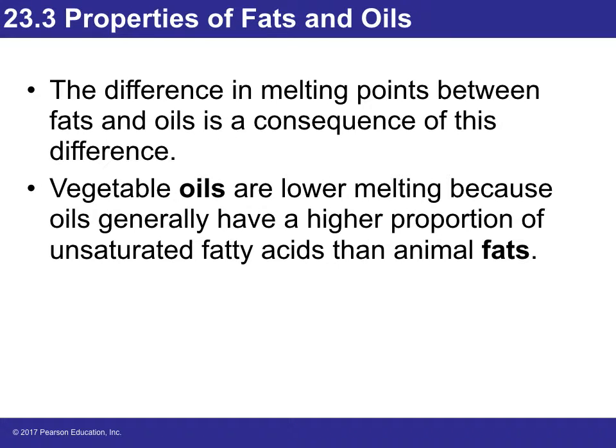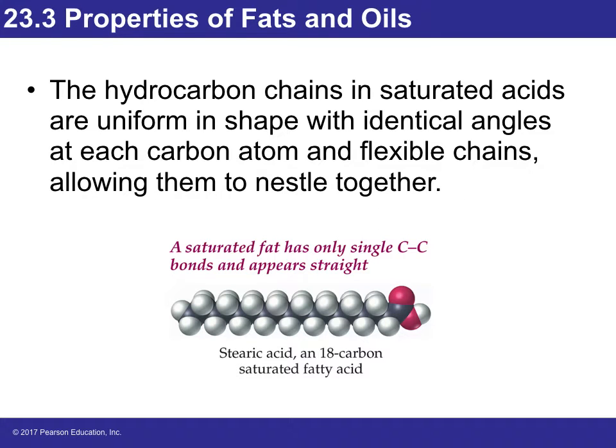So what's the difference? The difference in the melting point between fat and oil is because of those differences between a single bond or a double bond. Vegetable oils are lower melting because they have a higher proportion of unsaturated fatty acid than animal fats. What does it mean? If you take a closer look, this is stearic acid, an 18-carbon saturated fatty acid. If you have single bonds, you're going to have a very straightforward chain, and that means that those can nestle together.